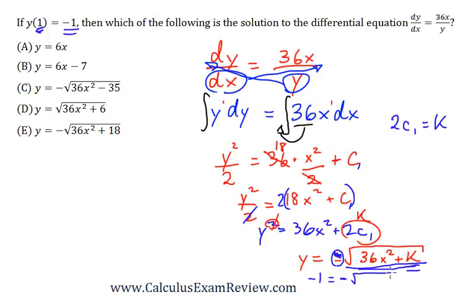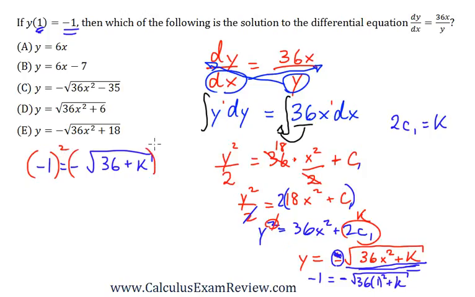So we have the root of 36, x is 1, so x squared plus k. And let me continue on this side here because it ran out of room. So negative 1 equals negative. Now, 36 times 1 squared is just 36 plus k. Great. Now, we need to solve for k, so just square both sides of the equation.